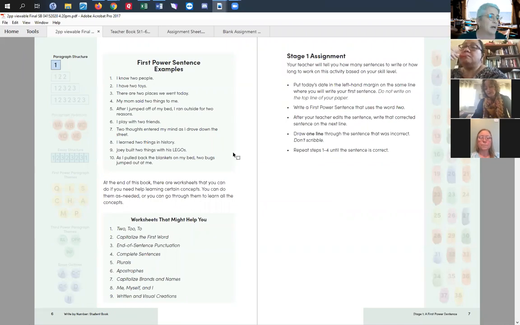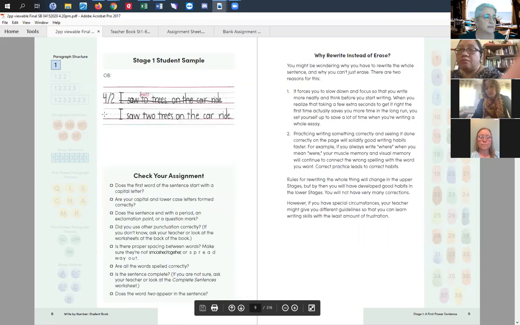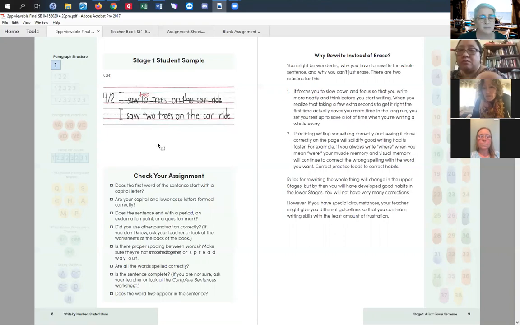So anyway, basically what they do here is they're practicing one sentence. And we use the word two. It's a numerical word, right? Because this is their topic sentence. I call it a first power sentence because it has all the power. And you teach kids that this sentence is the boss. This is going to tell you what to write next, and it's going to tell your reader what you're going to write about next. So they practice writing first power sentences.